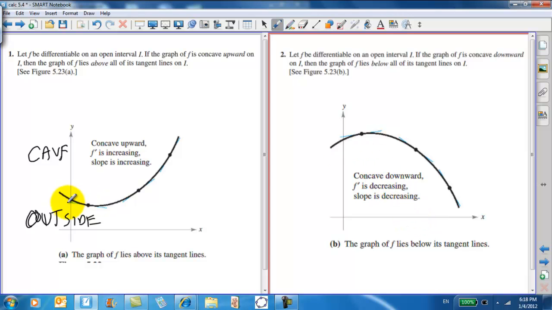And notice in these situations, as you go from left to right, the slope is changing. The slope is increasing when it's concave up, and therefore the derivative is increasing. And when it's concave down, the derivative is decreasing.